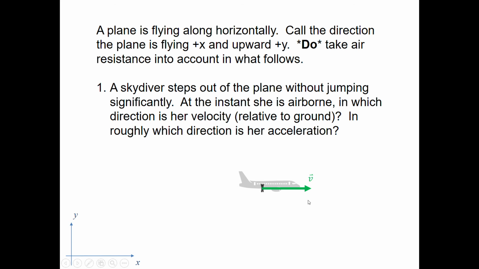So right after she just slowly pulls her leg away from the plane, she is going to be still for an instant moving along with the plane. Now that's going to change. She will slow down because the wind is going to slow her down, but also gravity is going to start pulling her down. But at the instant she's airborne, she's still moving essentially along with the plane. She hasn't had time to change her velocity much yet.